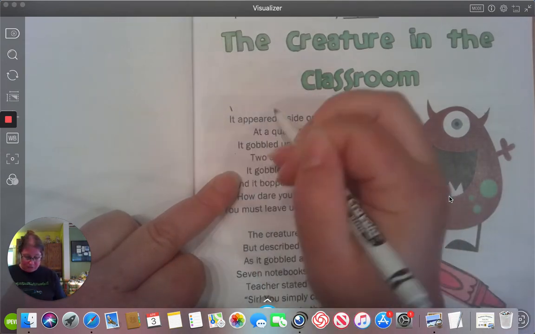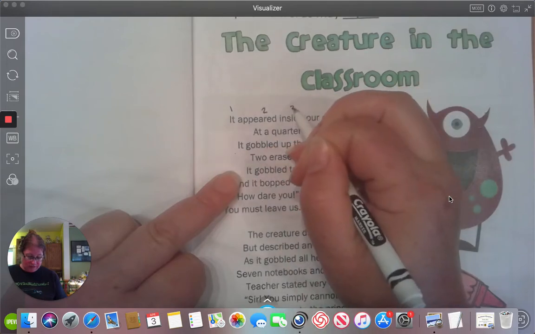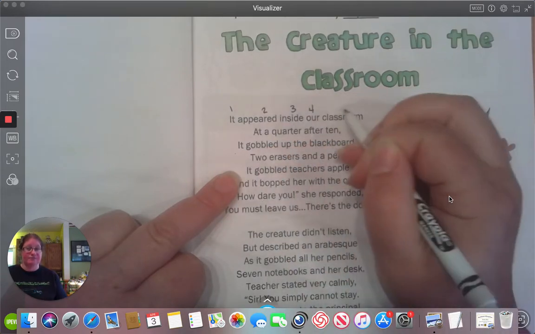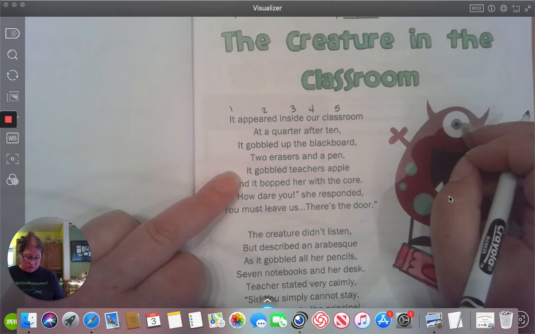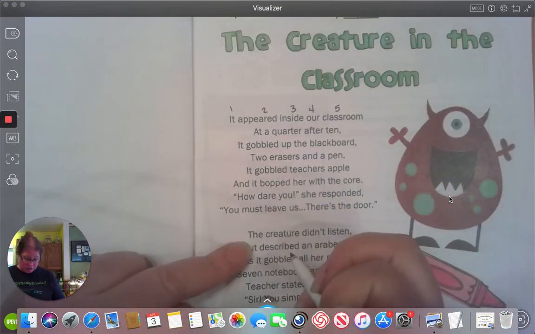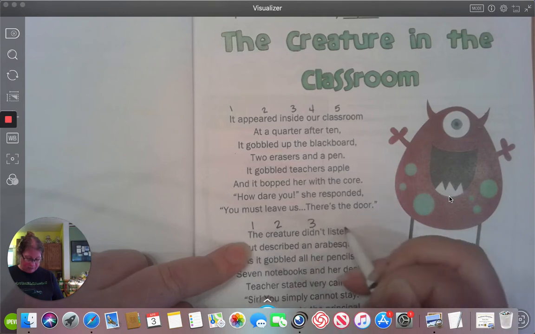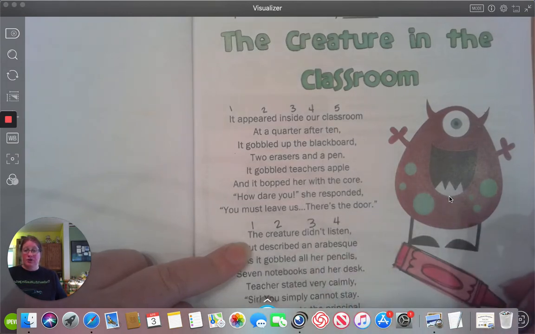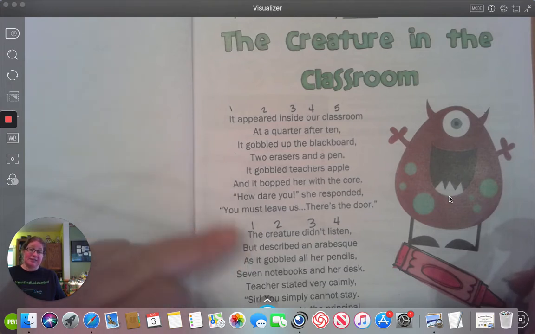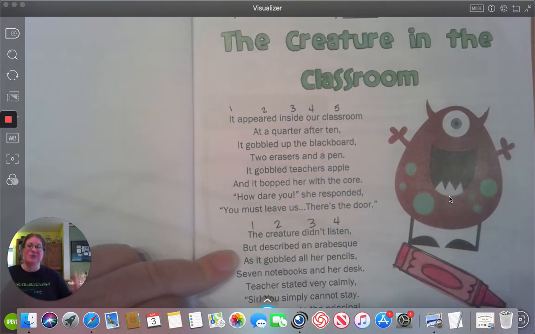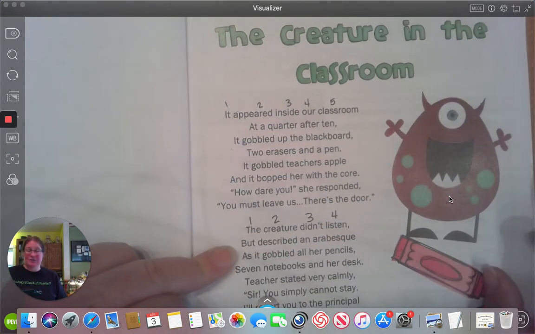1, 2, 3, 4, 5. There's 5. Let's do stanzas first. 1, 2, 3, 4. Uh-oh, what do you see as the problem there? Can it be stanzas? If you shook your head no, or you said no, or you raised your hand and said no, then you're correct. It cannot be the stanza.